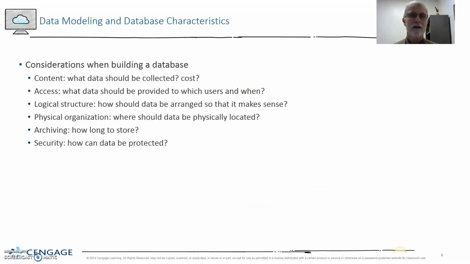Now, of course, I've got all this data. What do I have to think about when I'm building a database? I have to worry about six different things. I have to worry about the content. What data should I collect? How much does it cost me to collect that data?